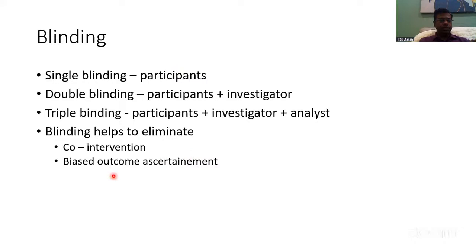Another thing where it will be helpful is biased outcome ascertainment. That means if the treating staff or clinician comes to know that the intervention group is developing certain kinds of symptoms, they may falsely report this without assessing the patient. They can sit somewhere else and write these symptoms as if already developed. That can affect your outcome results. That is called biased outcome ascertainment.